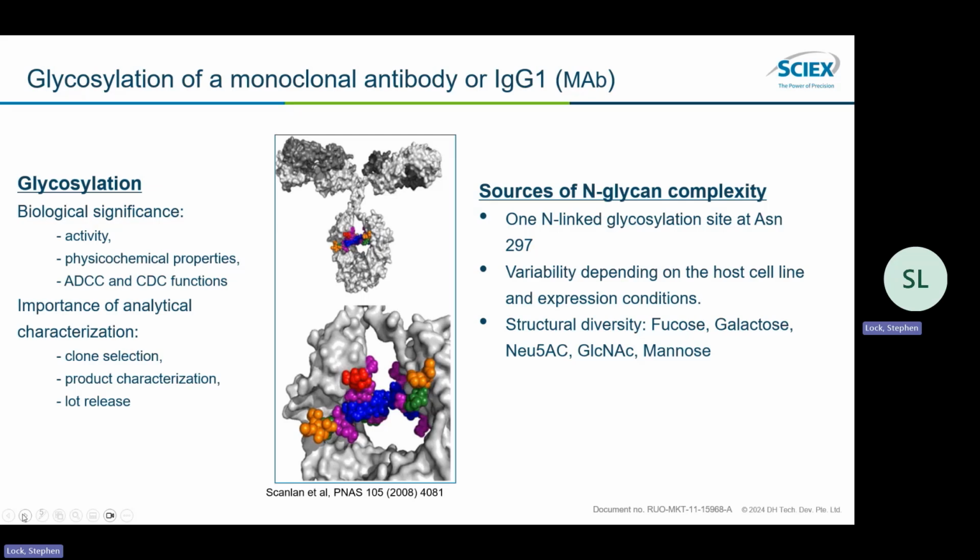One of the major sources of glycosylation variety or variance is around the ASN 297 site of a monoclonal antibody. And this variability often depends, as I mentioned previously, on the host cell line and the expression conditions which are used to generate the therapeutic protein. There's quite a lot of structural diversity that can happen. You can have fucose, galactose, sialic acids, GalNAc, as well as mannose type N glycans. So it can be a complex question to answer.